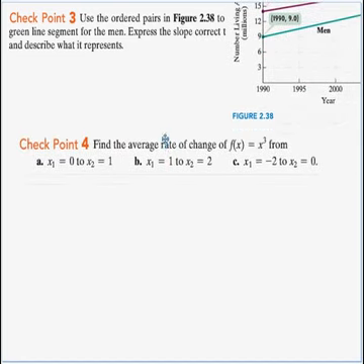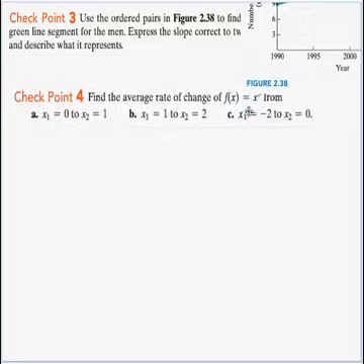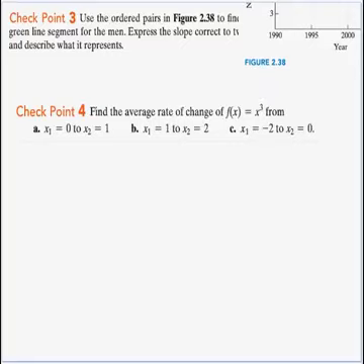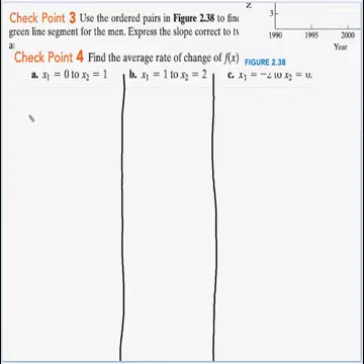Okay, the average rate of change here. So now it looks like the intervals are the same. It was 0 to 1, 1 to 2, negative 2 to 0, but now our function's different. Now it is x to the third. But the idea is the same. We're just going to find an average. So the function is f of x equals x cubed.